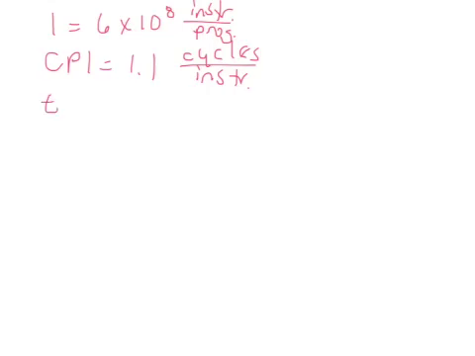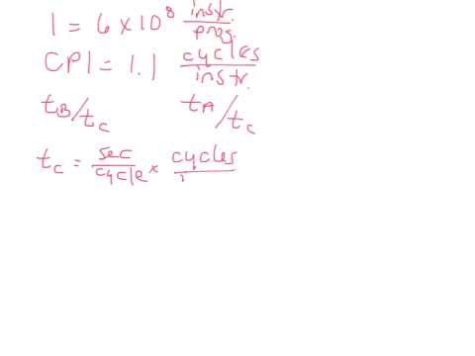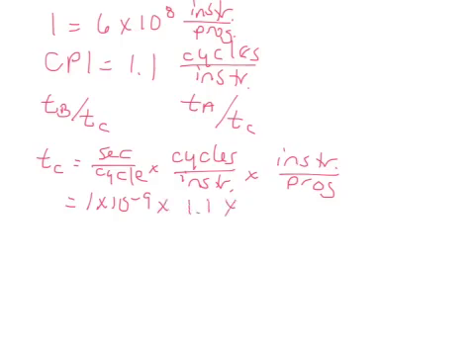So we want to know what is the time to run C compared to B, and what is the time to run C compared to A from part A. So we have to get T_C, which would be, again, the number of seconds for a cycle times the number of cycles per instruction times the number of instructions in the program. So that would be 1 nanosecond times 1.1 times 6 times 10 to the 8th.